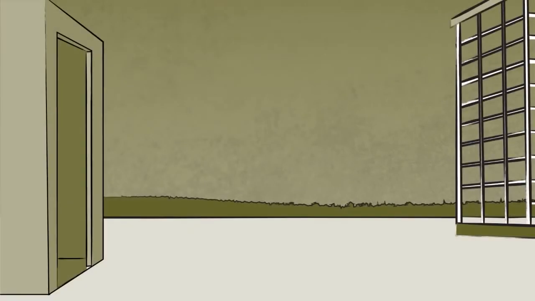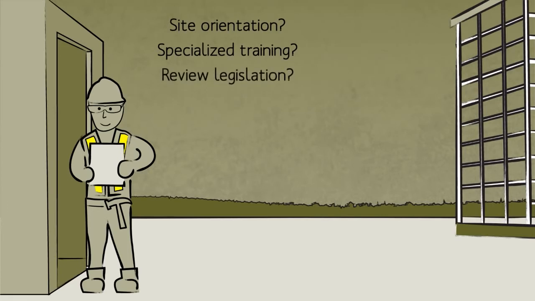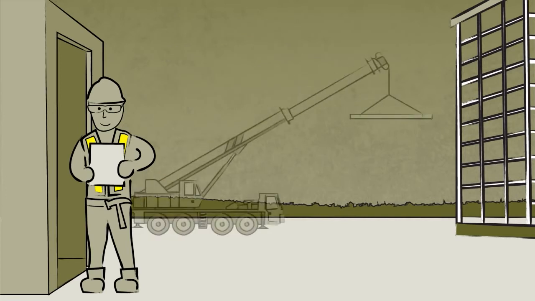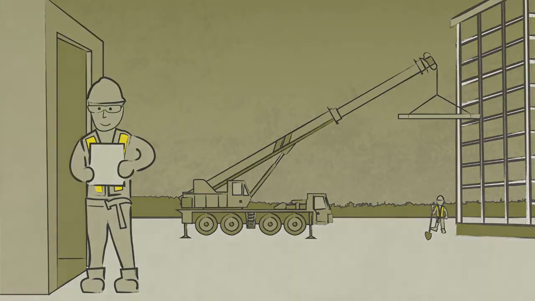Prior to starting the worksite visits, ask your escort or contact if there is anything you will require. You may be required to have a site orientation, complete specialized training, review applicable legislation, or wear specific PPE. If at any point during the site visit you observe activities that may cause imminent danger to a worker or workers, you should immediately report this to the supervisor in charge.